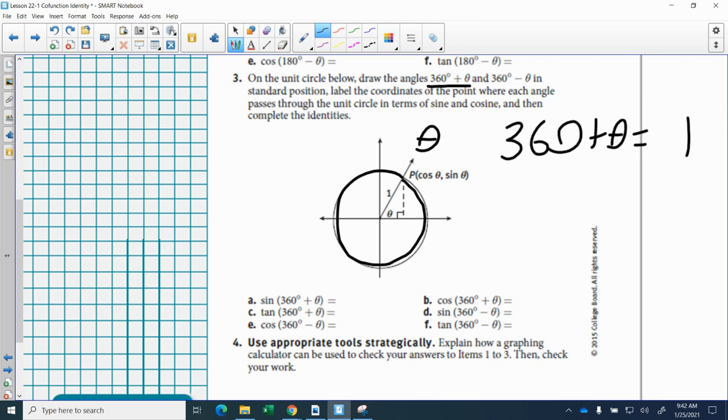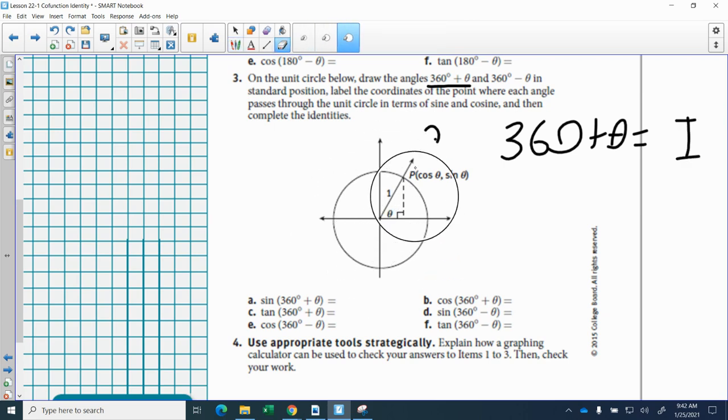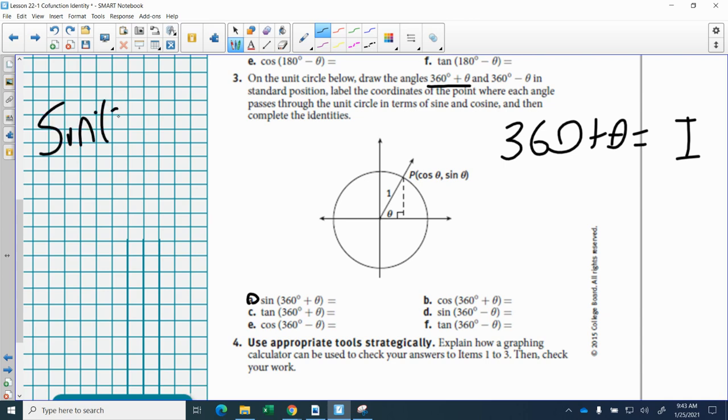So if I add 360 degrees to theta, I'm back in quadrant 1, and we can use that to really think about what our values are. So for example, if I look at letter A, if I do sine of 360 plus theta, well, once again, there's really no change in my problem. I started with a positive sine. If I go back to that same location, I'm going to end with a positive sine function, okay?